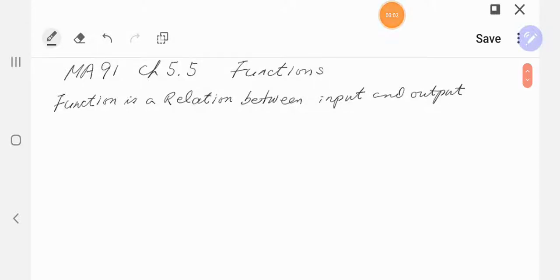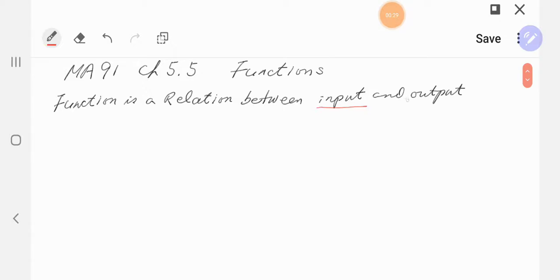Chapter 5.5 Functions. In this section we will learn the definition of functions. First of all, what is a function? A function is a relation between input and output. You just give an input, then using that input value, it calculates something and gives you an output.